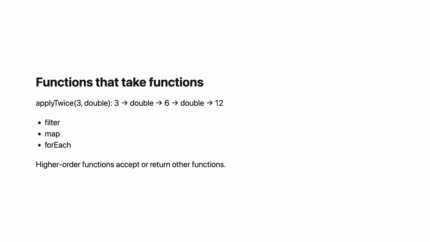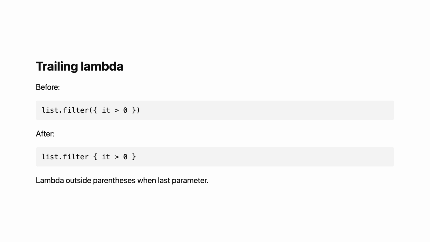Filter takes a predicate function. Map takes a transformation function. forEach takes an action function. You provide the specific behavior. The higher-order function provides the structure.